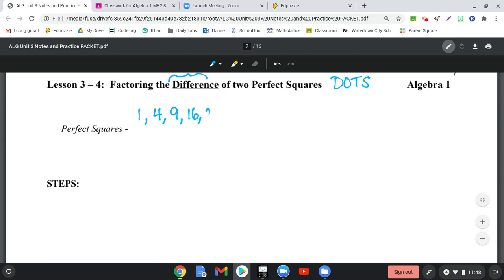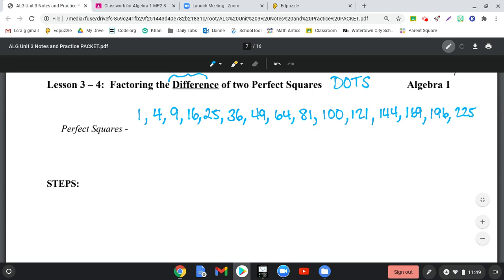5 times 5 is 25, 6 times 6 is 36, 7 times 7 is 49, 8 times 8 is 64, 9 times 9 is 81, 10 times 10 is 100. All right, after that, 11 times 11 is 121. 12 times 12 would be 144. 13 times 13 is 169. And 14 times 14 is 196. Finally, 15 times 15 is 225.